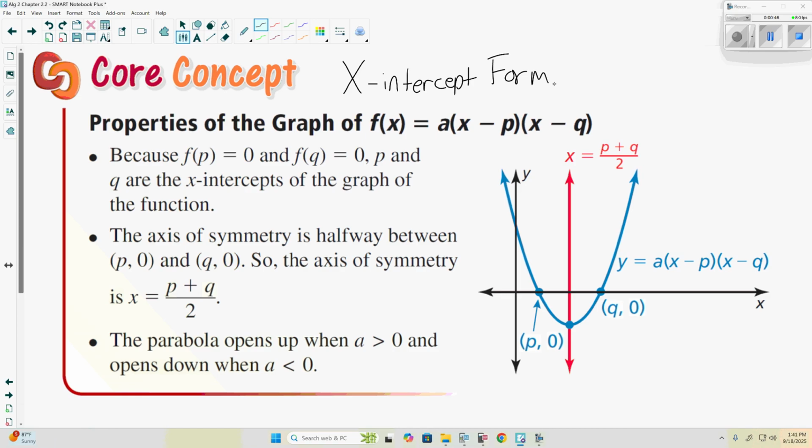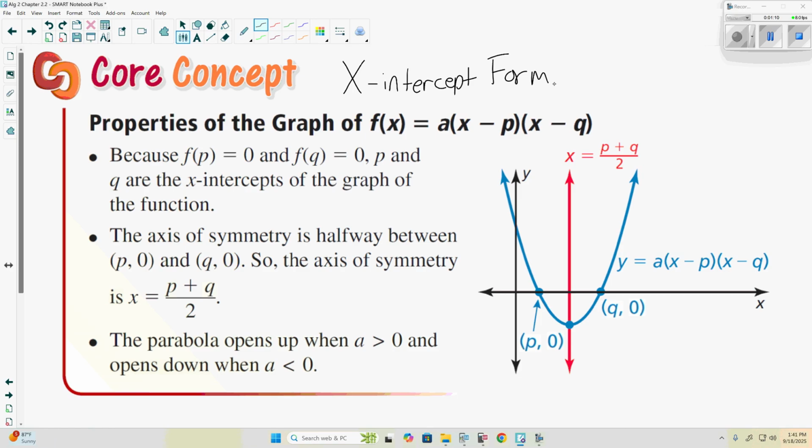What we're looking at first today is x-intercept form. The reason we call it x-intercept form is the values of p and q are the values of x at the x-intercepts. We did skip over the increasing, decreasing. I mainly just want to look at x-intercepts.